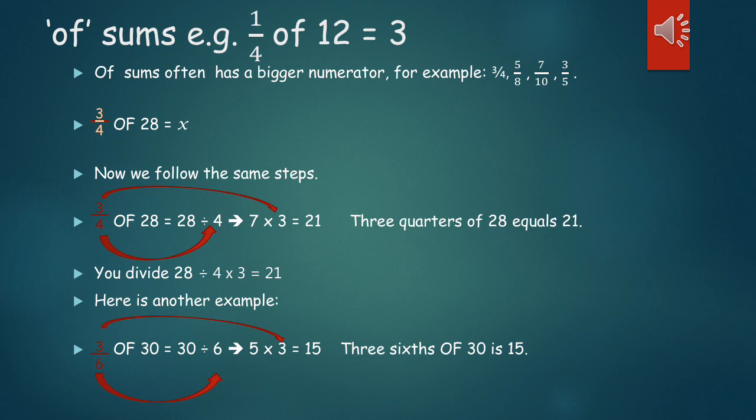Here is another example. 3/6, which is also the same as 1/2, of 30 equals 30 divided by the denominator, which is 6. That equals 5 times 3, the numerator, which equals 15. 3/6 of 30 is 15, or a half of 30 equals 15.